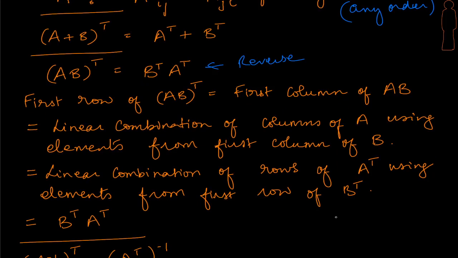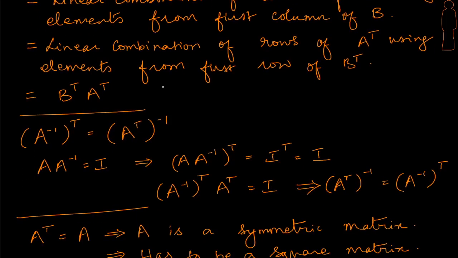The idea behind the row view of multiplication is that we are using the elements from the row of the first matrix in order to produce combinations of the rows of the second matrix. And therefore this would become B transpose A transpose, and that proves our property here. Okay, let's go to another interesting property.